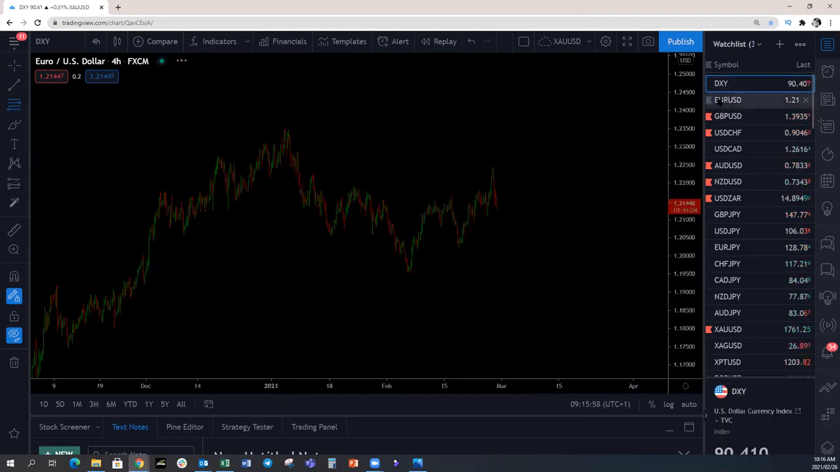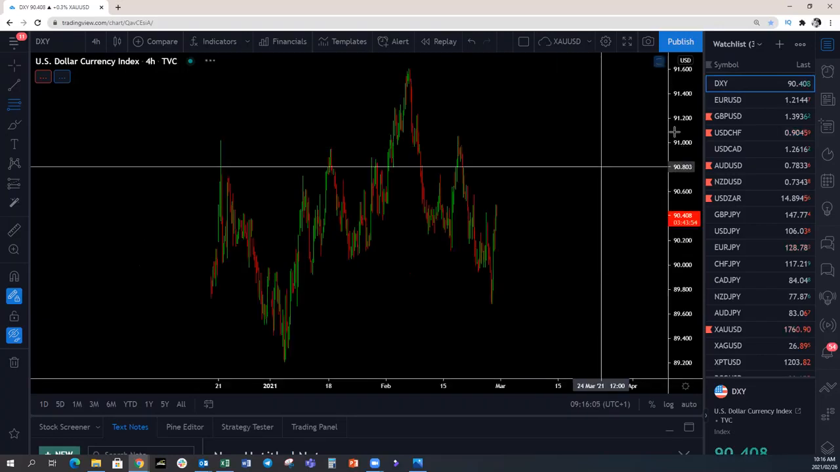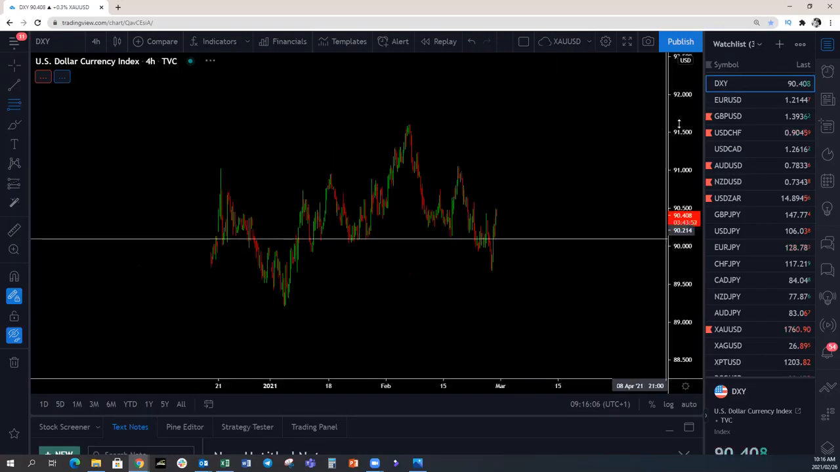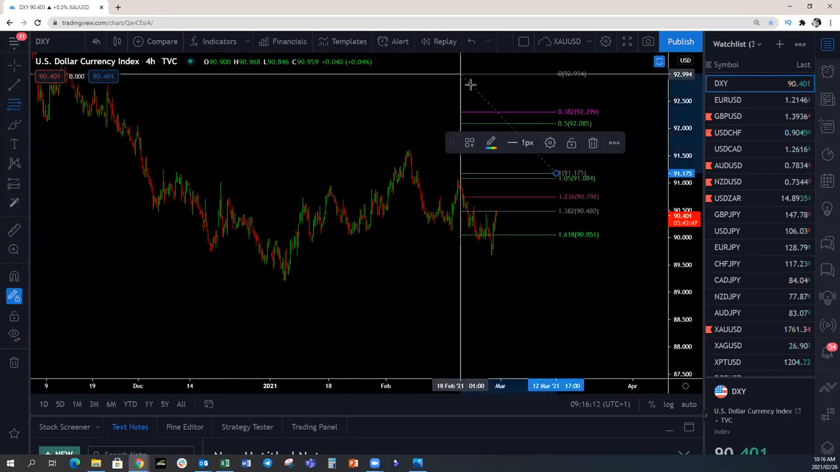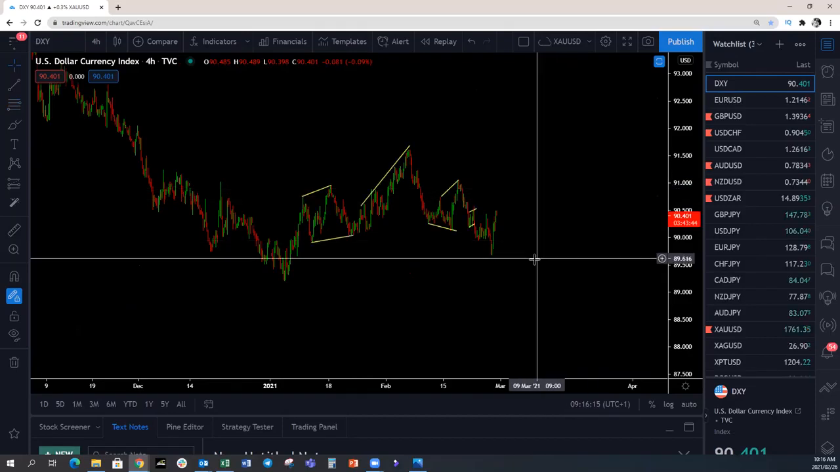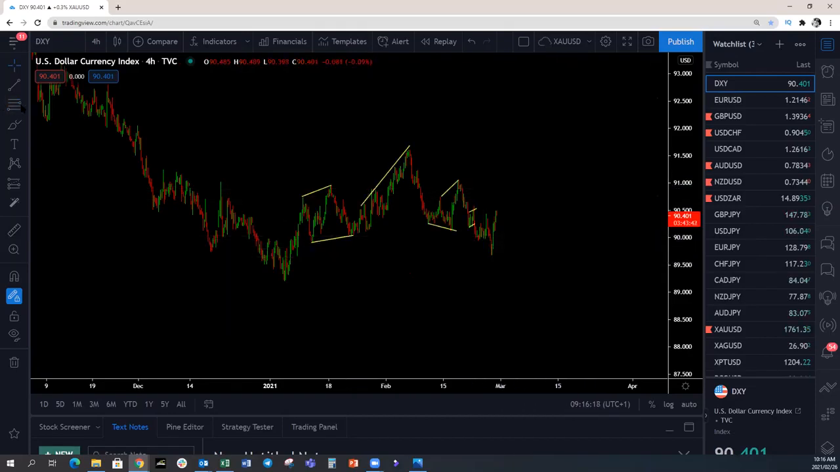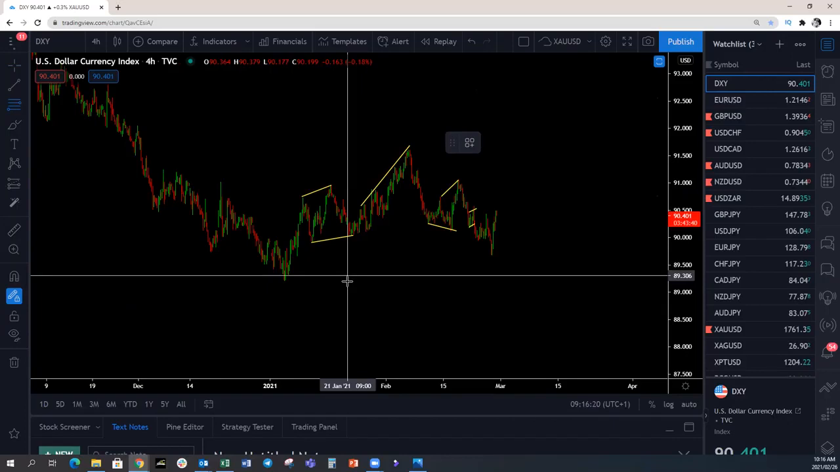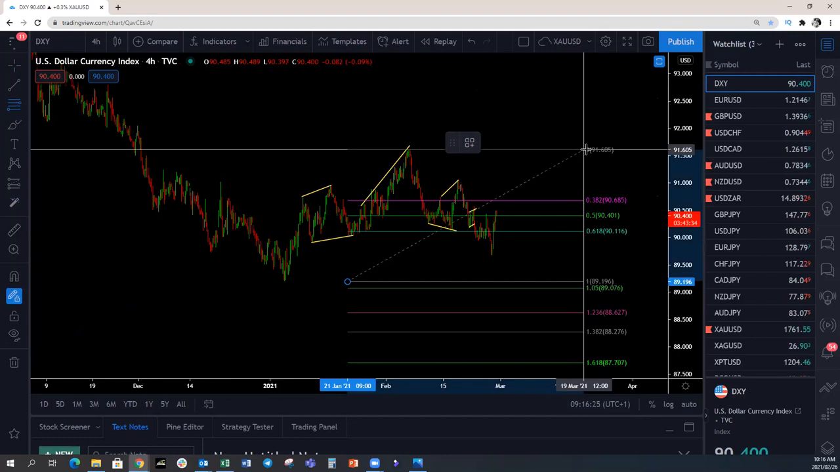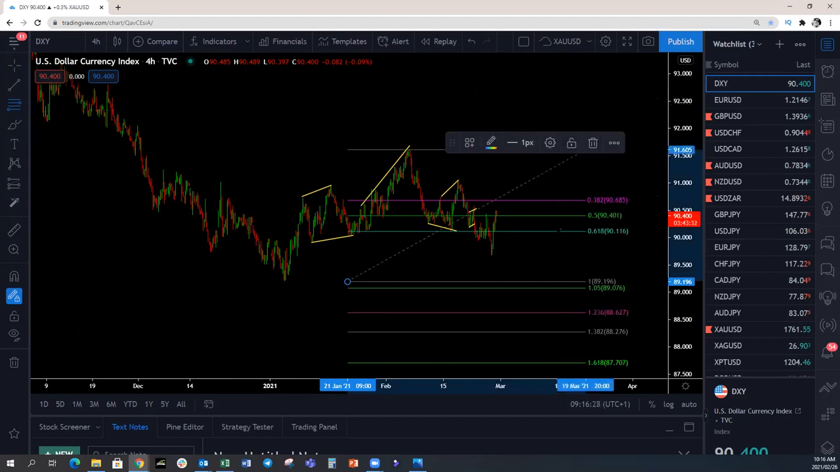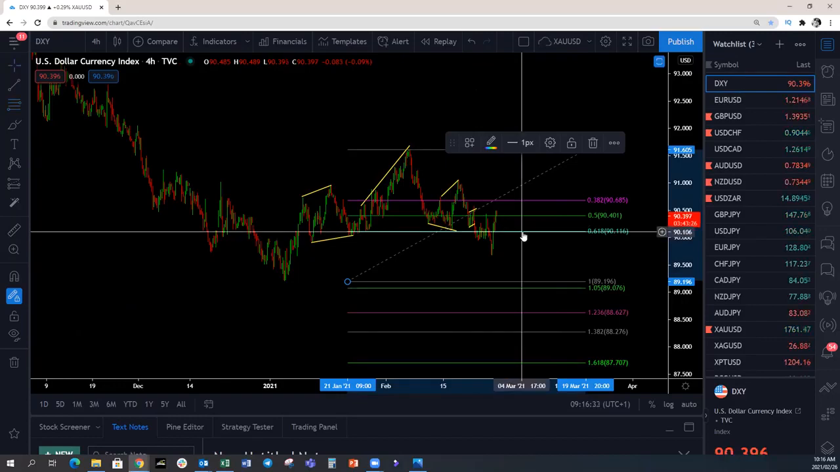DXY. So the DXY also had a similar move, but it was not. Let's just see here the DXY. Let's see how far that retracement was for the DXY. Just the retracement and not the extension. So the DXY pretty much retraced around 61, not 61.8. It was actually lower than that. So let's put in the 78.6 here.